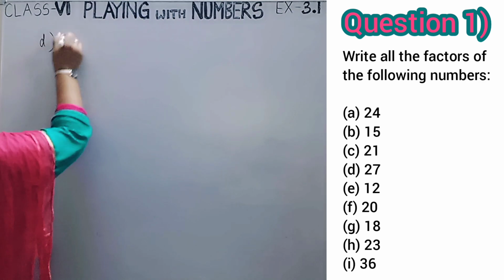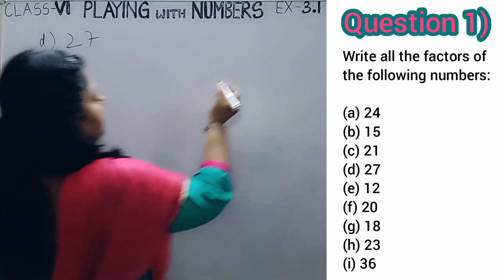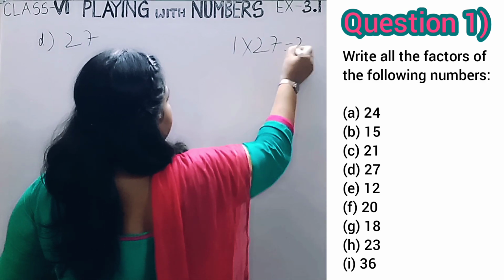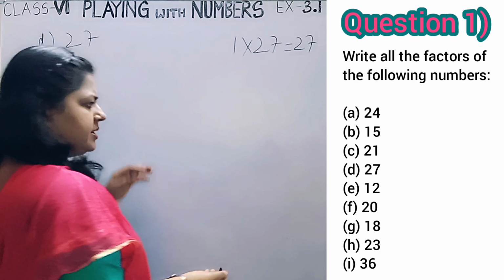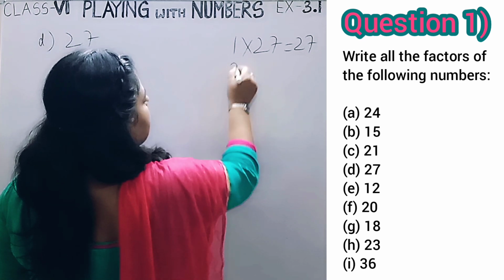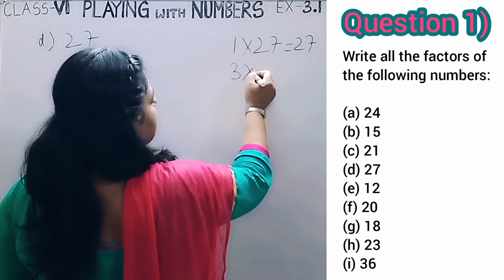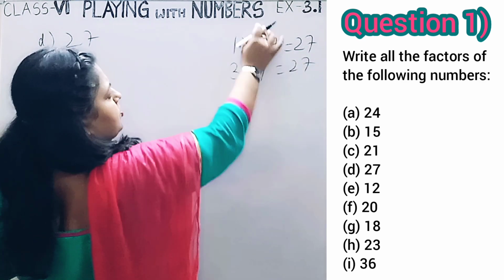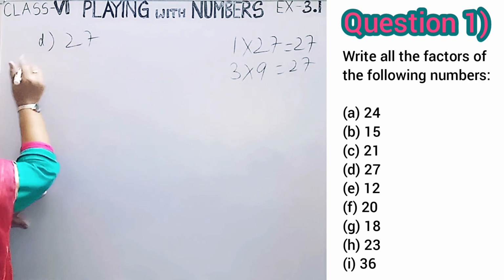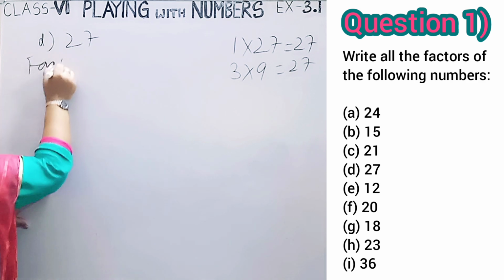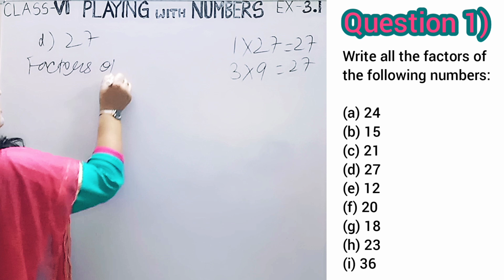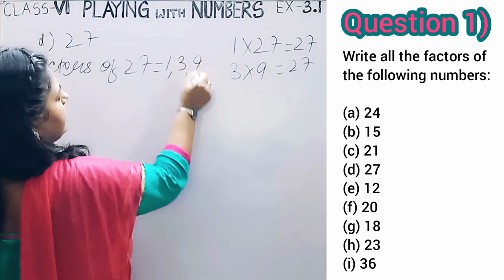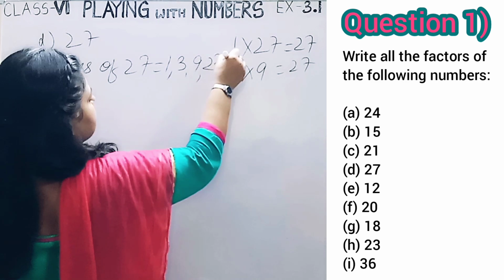D part, 27. Make some pairs. 27, find out in another table. 3 nines are 27. So here 1, 3, 9 and 27 are factors of 27. So factors of 27: 1, 3, 9, 27. Answer.